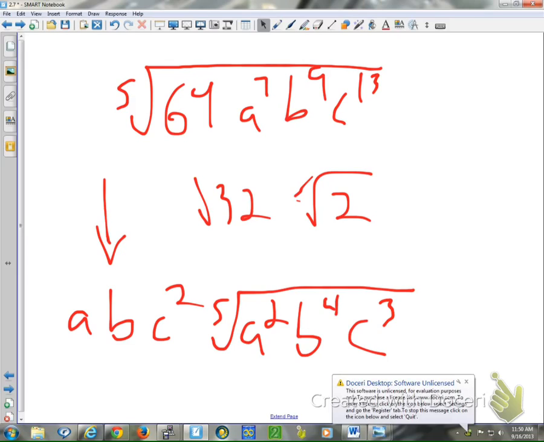We've just rewritten the 64, that's a 5, as 32 to the 5th root and 2 to the 5th root. There isn't anything we can do with this. The 5th root of 2 isn't getting any smaller. The 2 is going to stay inside, which I would have put in the front, but I'm just going to put it in the back because I'm out of space. What is the 5th root of 32? What's 32 to the 1/5?